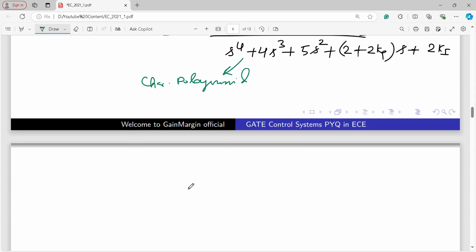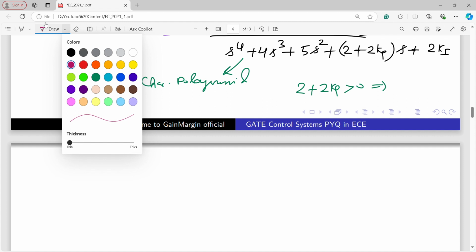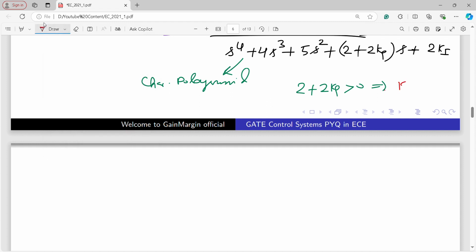So here we need to apply the Routh-Hurwitz criterion. So we can say our necessary condition would be all signs should be the same. So here you can say all signs are positive. So we can say this is our variable term: 2 plus 2Kp greater than 0. So it turns out Kp value less than minus 1. Sorry, greater than minus 1. Alright. So it turns out to be Kp greater than minus 1. So this is one condition.